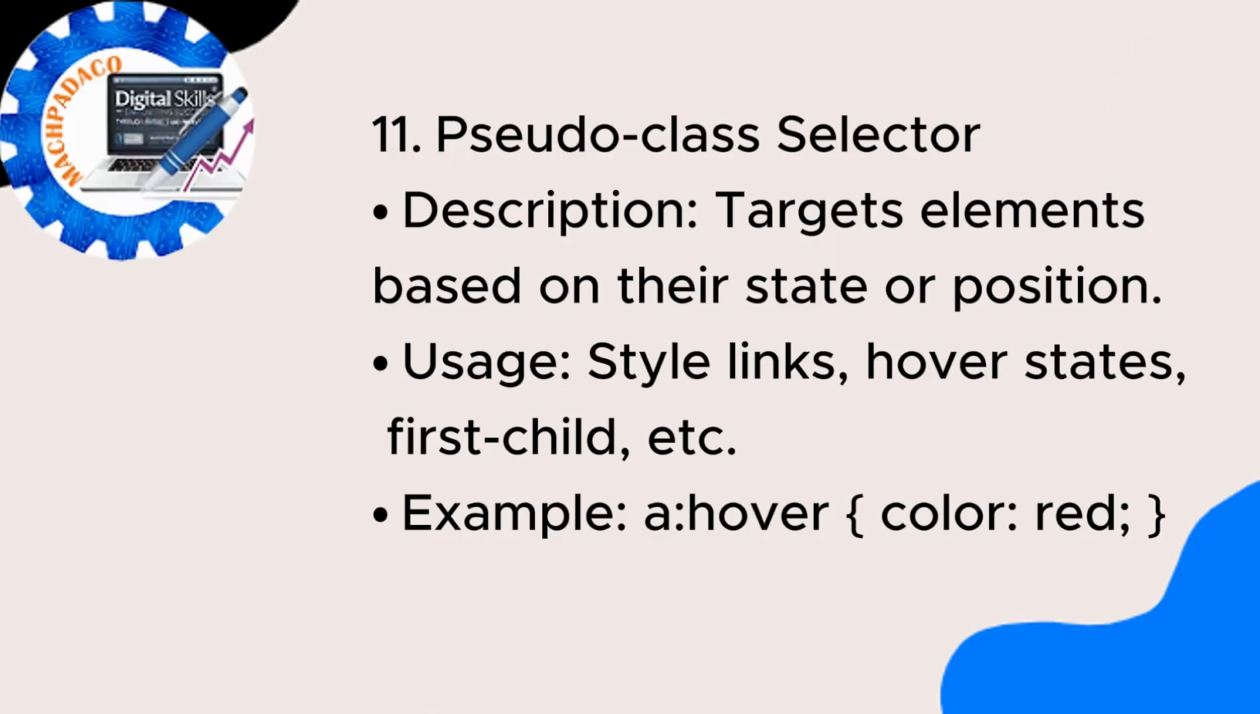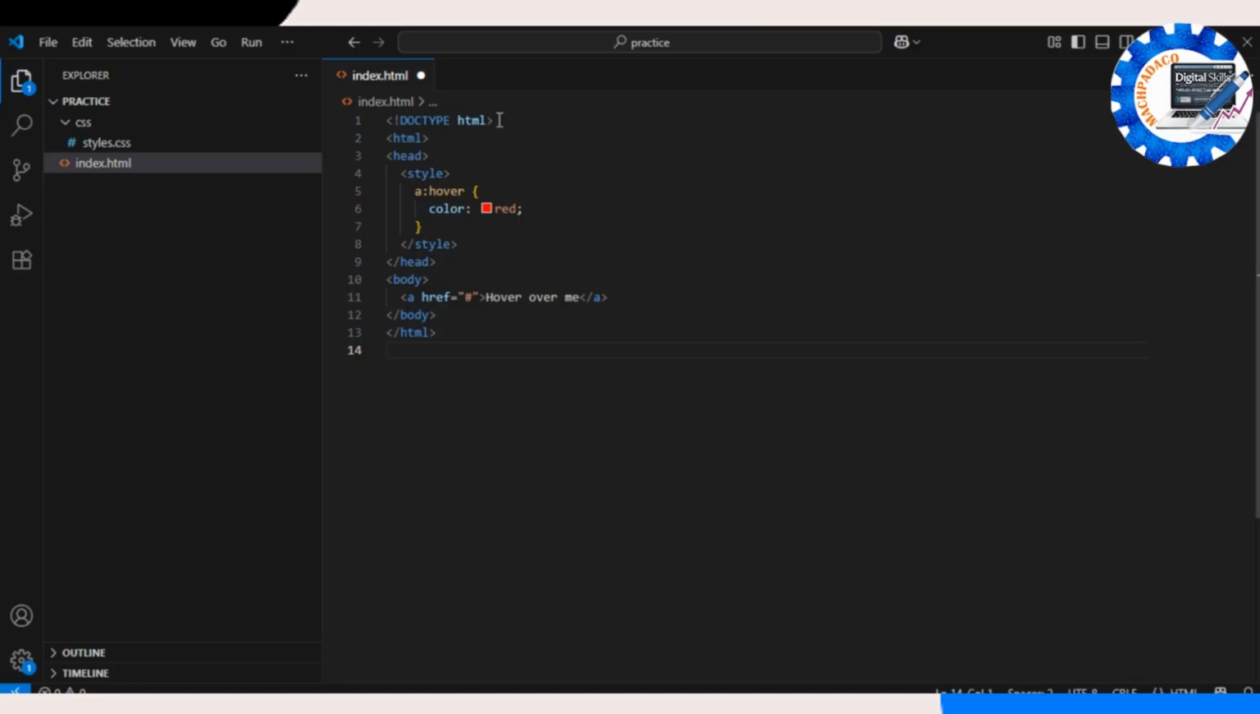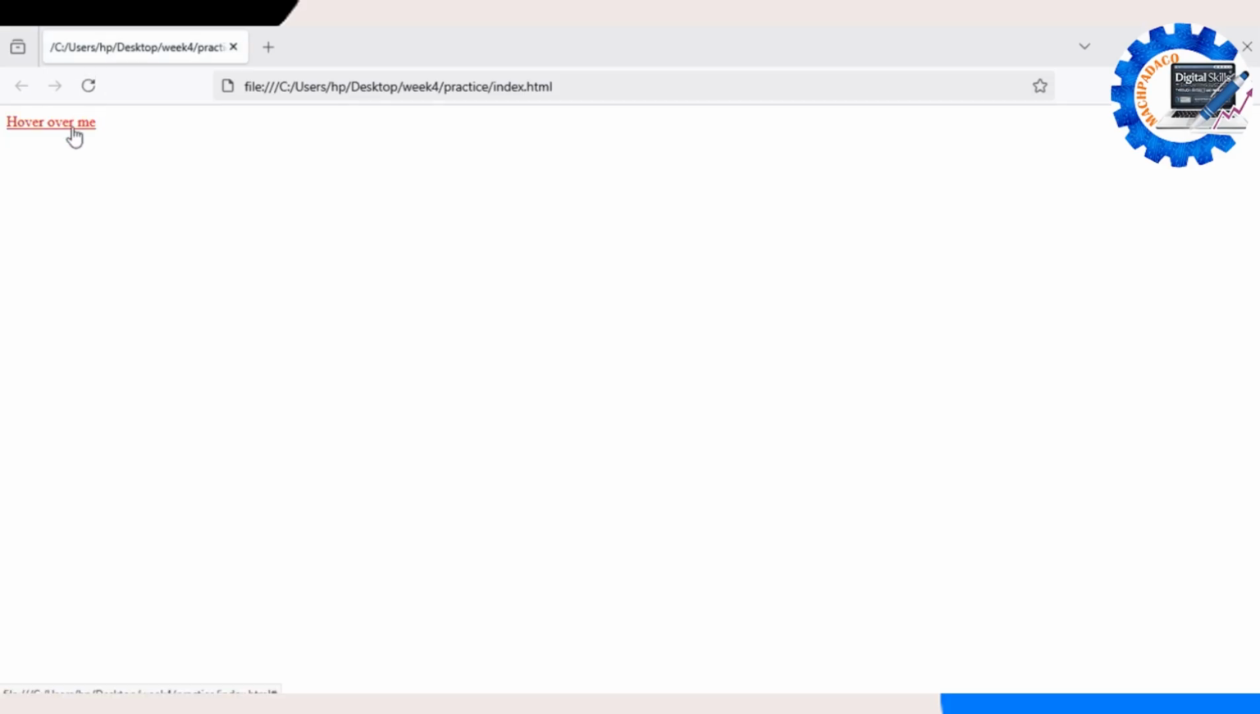Then the next one is pseudo class selector. Description: target elements based on their state or position. Usage: style links hover state, first child element. For example, we have a hover code displayed on the screen. So take note of the coding, save your work, go to the web browser and refresh it. Then if you take your cursor to the hover me on the screen, it will change the color to red.